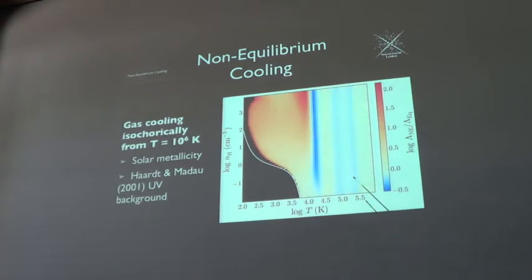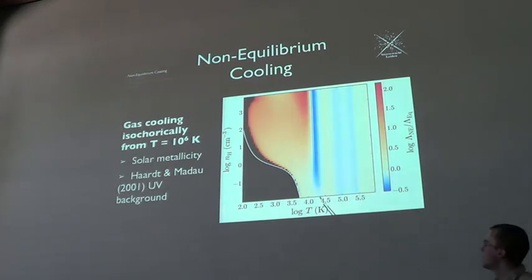So at high temperatures above 10^4 Kelvin, we can see that the non-equilibrium tends to suppress the cooling. And this is due to ionisation lags. This means that the ions are left in a higher ionisation state than they would be in equilibrium. But these high ionisation states require more energy to be collisionally excited. And so we see that there's less collisional excitation and hence less radiative cooling.